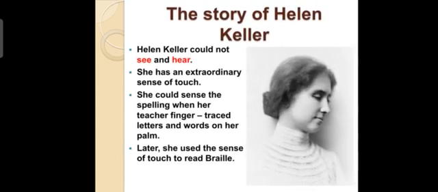The story of Helen Keller. Helen Keller could not see and hear, but she had an extraordinary sense of touch. She was able to continue her education and later she became an author. To achieve this success, her teacher, Annie Sullivan, taught Helen to read Braille. One day she took Helen's hand and dipped it in water and spelled the word WATER on her palm. From then on, Helen learned to read and write.